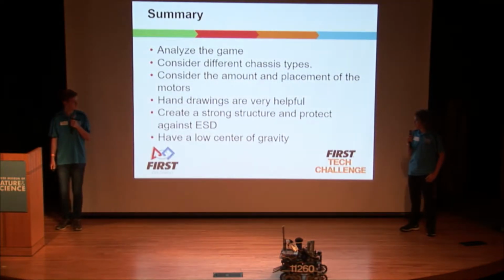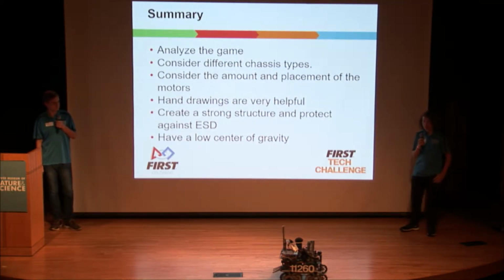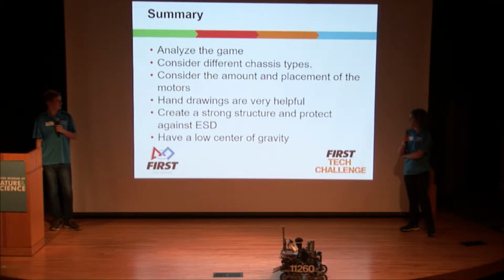So, in summary, you want to make sure to analyze your game and decide what objectives you want to complete. Then consider your different chassis types and choose which one will fit your needs the best. Then consider the amount and placement of your motors. And then make sure to make a hand drawing of your chassis so that you get everything right and you make room in the center of your robot for intakes and things like that. And make a strong structure to protect against ESD and have a low center of gravity to prevent tipping.